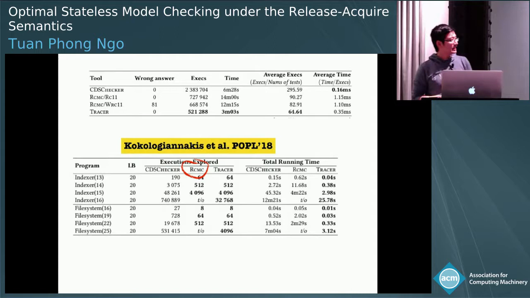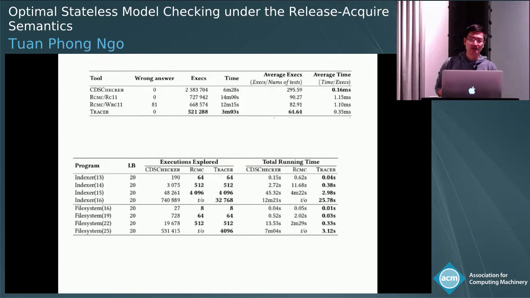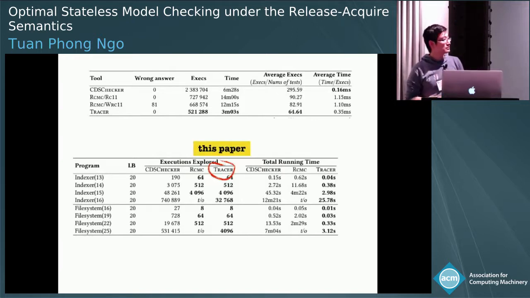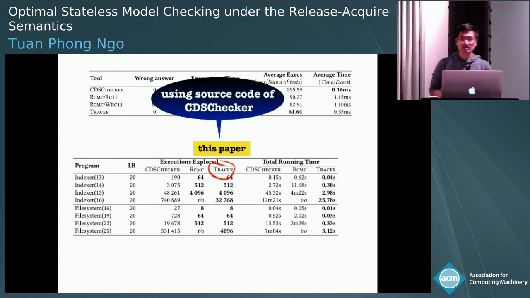We note that these two tools can handle a larger fragment of the C11 semantic, and CDS checker also has a similar idea about the saturation. But in this experimental result, we see that CDS checker is not optimal with respect to the trace based on program order and read-from relations. Our tool is implemented with the name tracer, and we are using the source code of CDS checker to implement this tool.